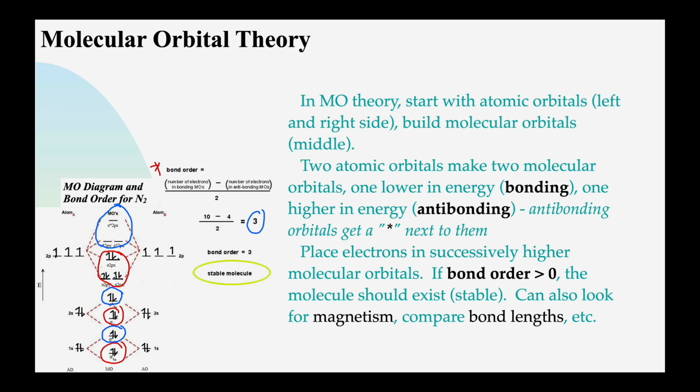And that's good. If your bond order is greater than 0, it means the molecule should exist. It's stable. Nitrogen is definitely a stable molecule. It's around you right now. So that's pretty cool. You can also check for magnetism.